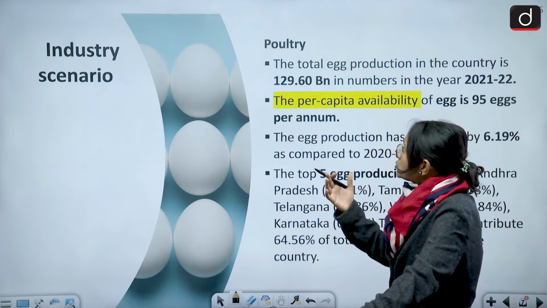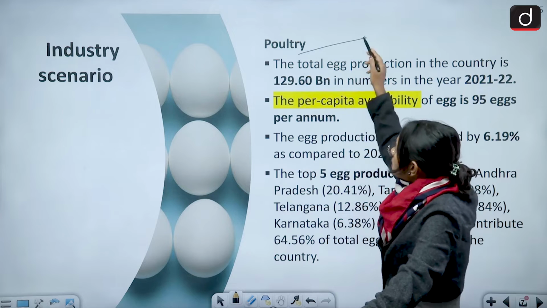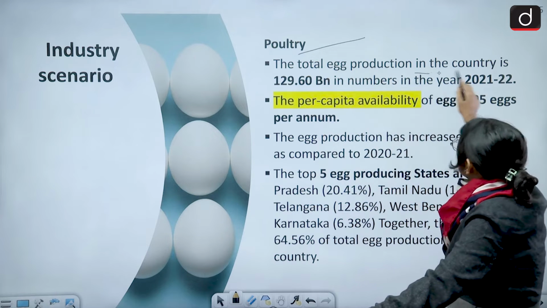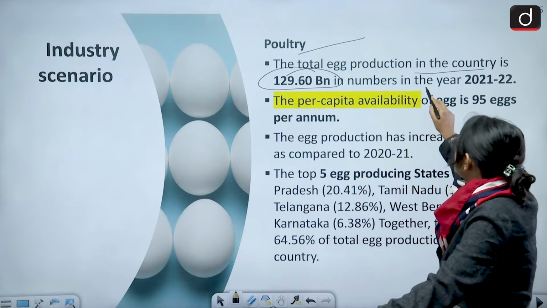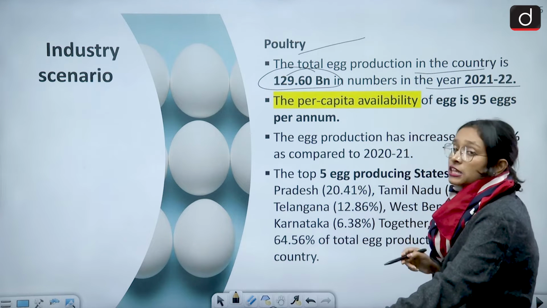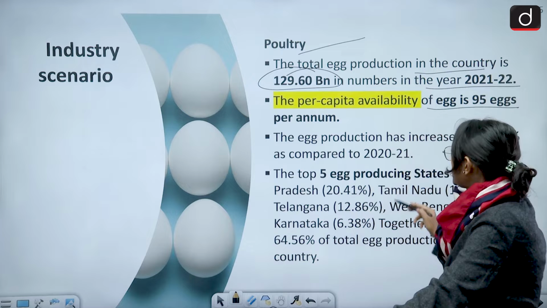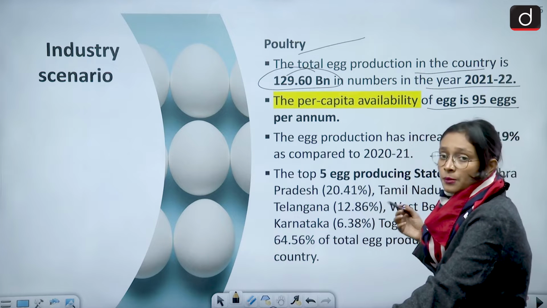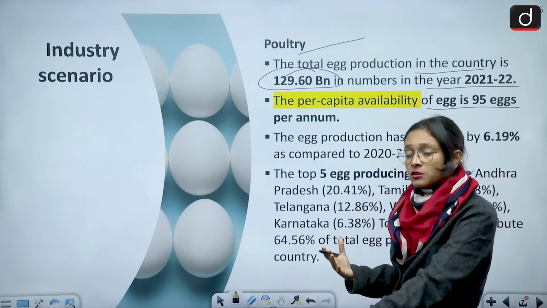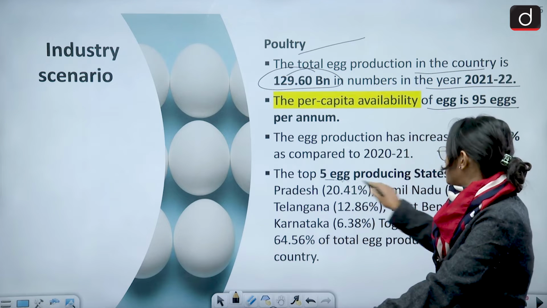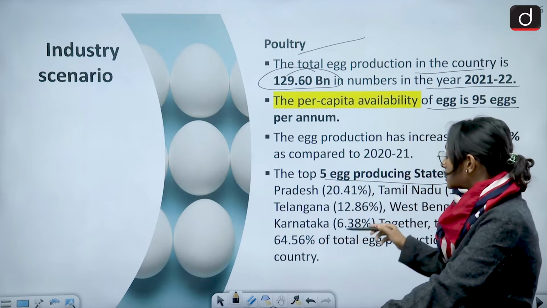When it comes to poultry, we have three things. Here we will discuss the poultry, and the total egg production in the country is 129.60 billion in numbers in the year 21-22, and the per capita availability is 95 eggs. The egg production has increased compared to the previous year. So we can see that we are also improving in this direction, and the top 5 egg producer states are Andhra Pradesh, Tamil Nadu, Telangana, West Bengal, Karnataka.